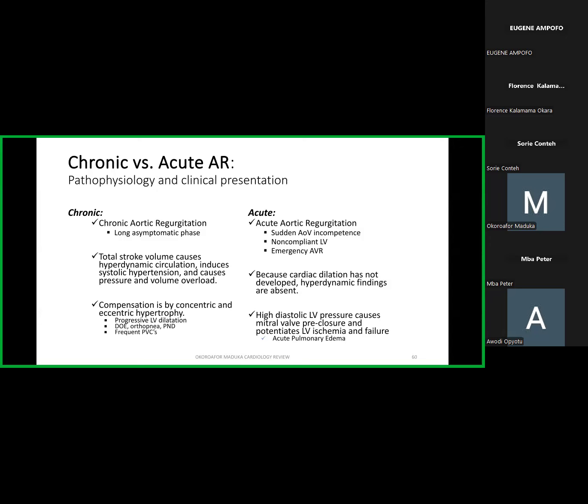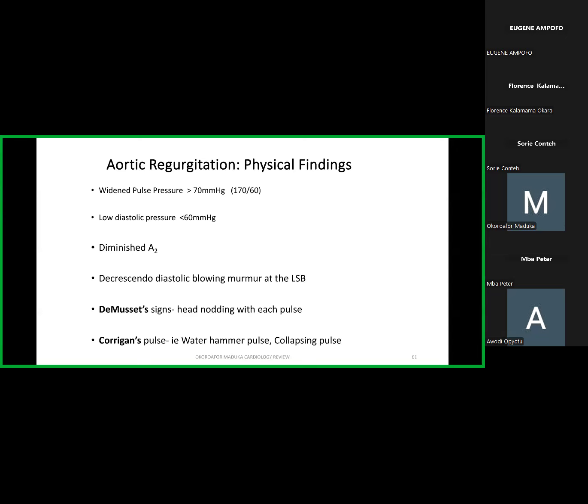Okay, so it's something that takes time to develop, even though at the end they will still develop the elevated left ventricular end diastolic pressure and could also come down with symptoms also. So the physical findings, they will usually have wide pulse pressure. The diastolic pressure could be 60 or lower than that.